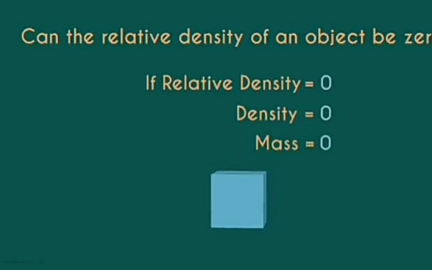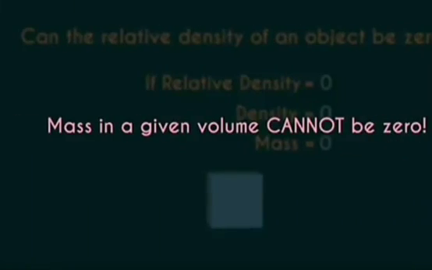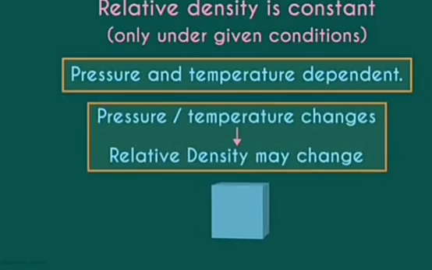Now, can the relative density of an object be 0? If relative density is 0, its density is 0, which means its mass is equal to 0, which is not possible. That is, mass in a given volume cannot be 0. Relative density is constant only under given conditions. That is, it depends on pressure and temperature. When pressure and temperature change, relative density may change.